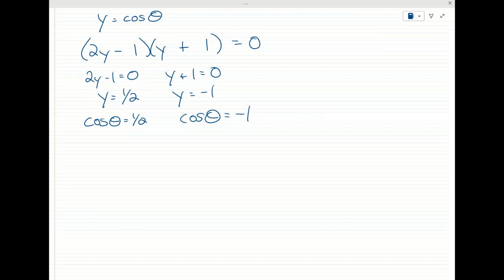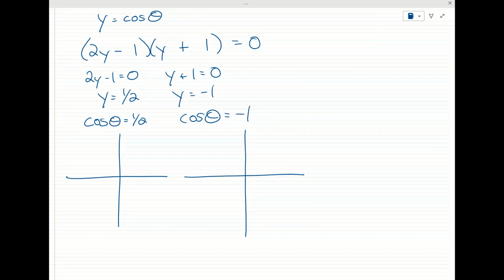Well, 1/2 looks familiar to me, and so does -1. -1 was a quadrantal angle, and cosine, if you remember, is the x value. So x is -1 right here at -1, 0, when theta was 180 degrees or pi radians. So 180 degrees is definitely an answer. Remember, cosine was x, sine was y, tangent was y over x. We had all those formulas.